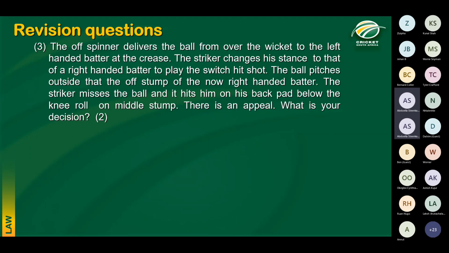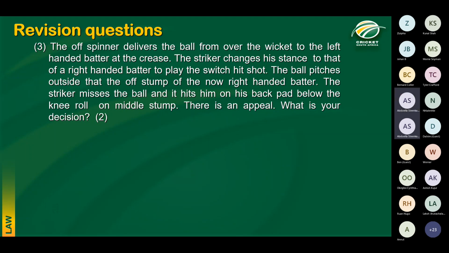So it's an off spinner, and the off spinner bowls the ball from over the wicket. And the off spinner bowls over the wicket to a left-handed batter. So visualize. Right arm over the wicket, left-handed batter. So you can just visualize left-handed batter. Where's the offside? Where's the leg? Where's the leg side? Visualize.